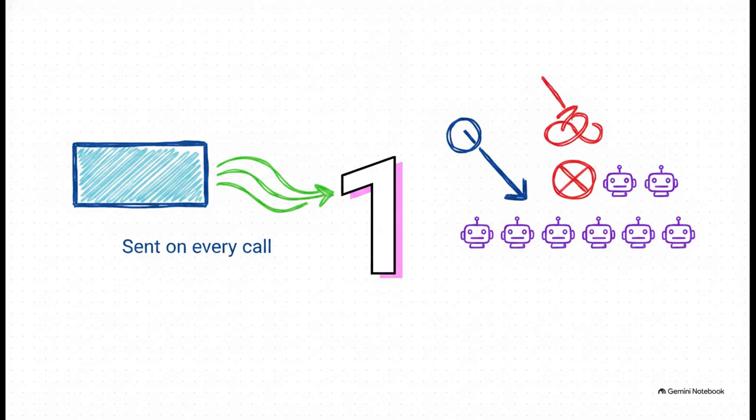Which brings us to a key formula you really need to internalize. One instruction block, sent on every single call, yielding consistent behavior. Adding this one foundational block completely eliminates the need to constantly re-explain the role, the tone, and the output structure. It drastically cuts down on those frustrating, inconsistent responses.